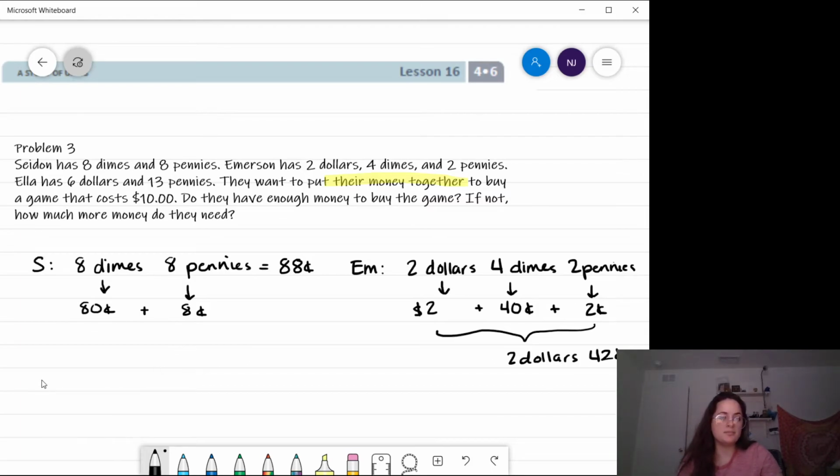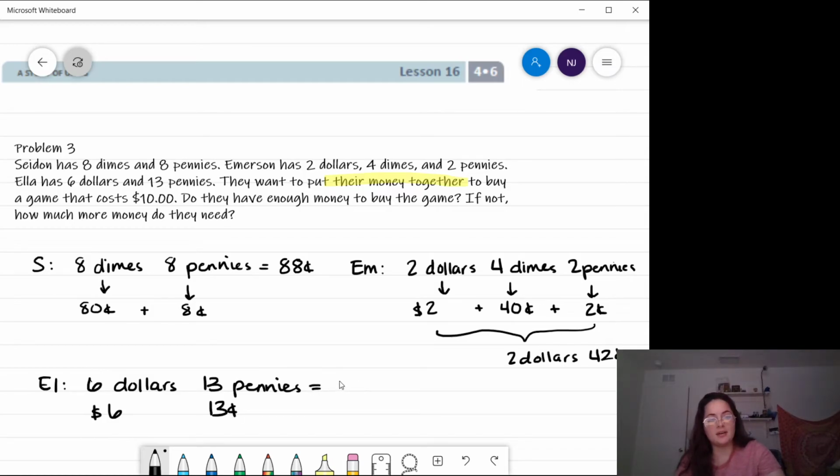So Ella has $6 and 13 pennies. So $6 would be $6, and 13 pennies would be 13 cents. So all together, Ella has $6.13 to put towards the game.